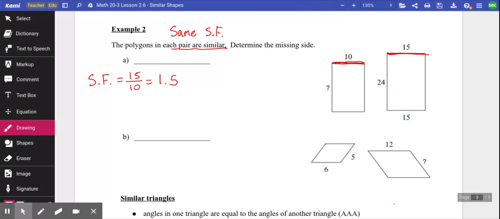What this means is that the scale factor for the other side should be the same. So when I do the scale factor of the blue one, I should have 24, which is the new side, divided by something equals 1.5. Your job is to figure out what that something is. The numbers are going to get hard, right? It's going to be decimals that you can't do in your head.